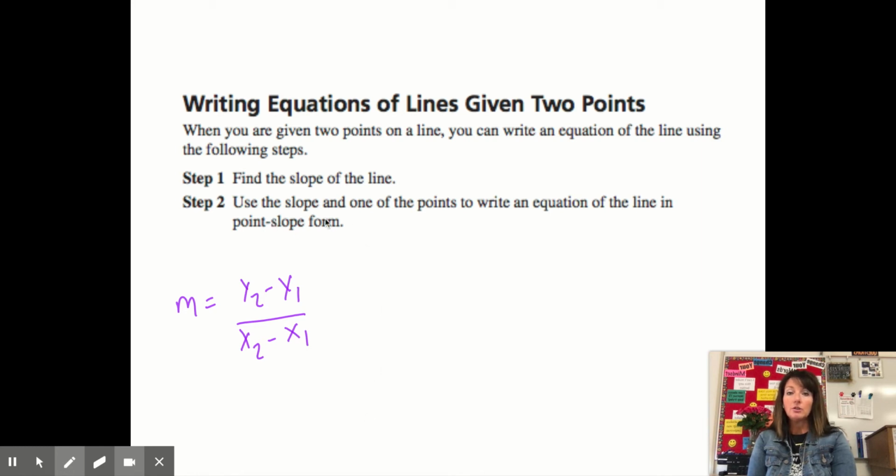Then we'll use our slope and one of the points, and it really won't matter which one of the points we use to do this. Typically, since the formula says use y1 and x1, I like to pick the first point that comes in order.